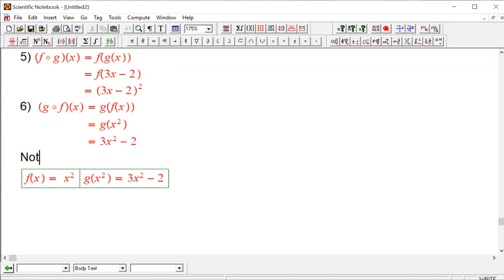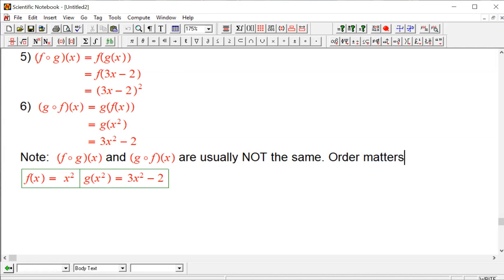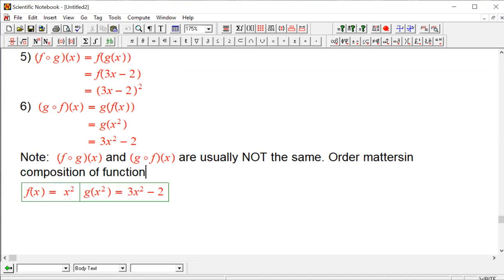Okay, and I want to put a note here. You can see these two, G composite F and F composite G, are usually not the same thing. So order matters. Order matters in the case of composition of functions. Okay, so the different order matters. Okay, and G composite G, we're just going to do G composite G. We're not going to do F composite F. I'll leave that for you.